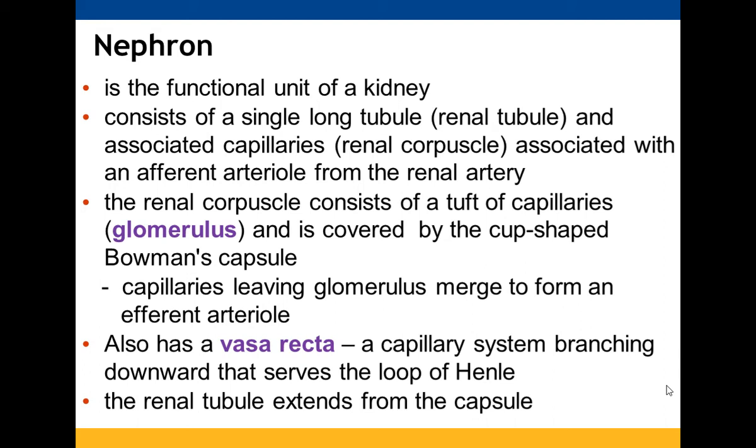The renal corpuscle, again, is just a bunch of capillaries. It's kind of rounded. It's called a glomerulus, and it's covered by the Bowman's capsule. The capillaries, when they leave the glomerulus, form an efferent arteriole. And then there's this thing called a vasa recta, which is a capillary system, which you're going to see basically surrounds and intermingles within the loop of Henle. And then from the capsule, we also have the renal tubule.